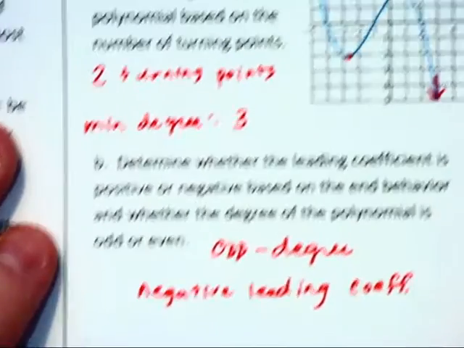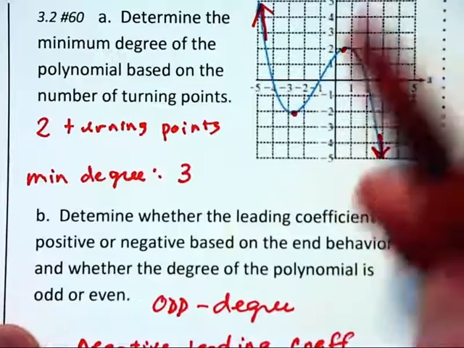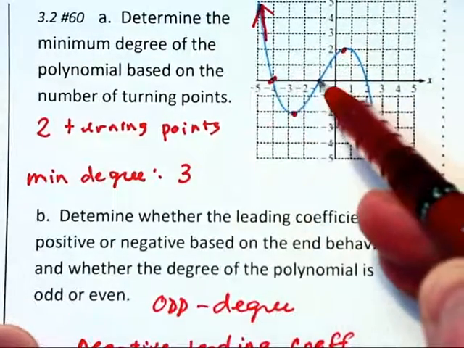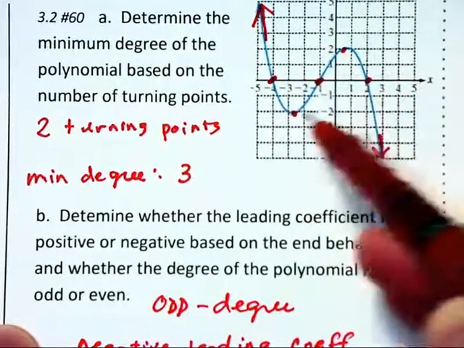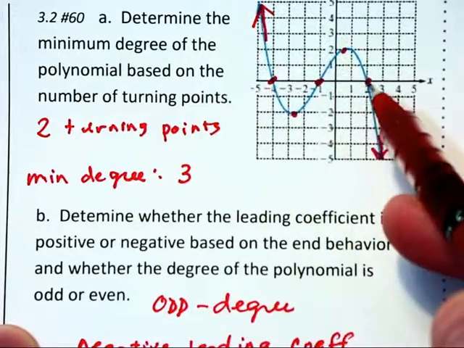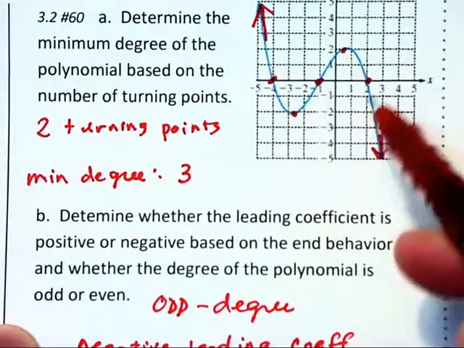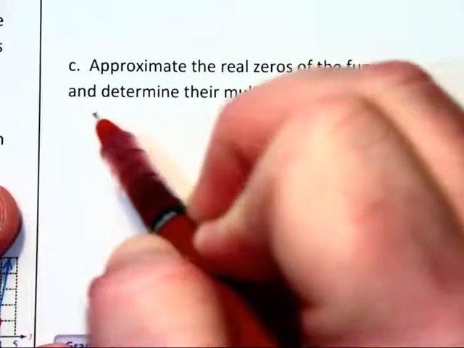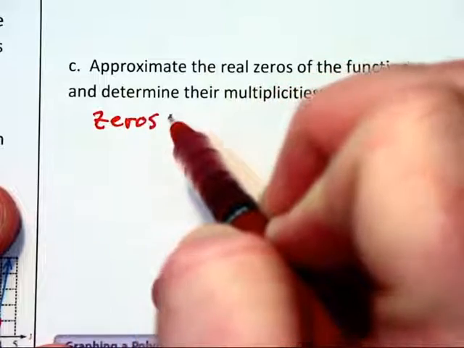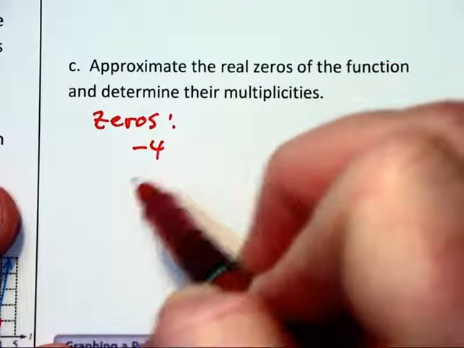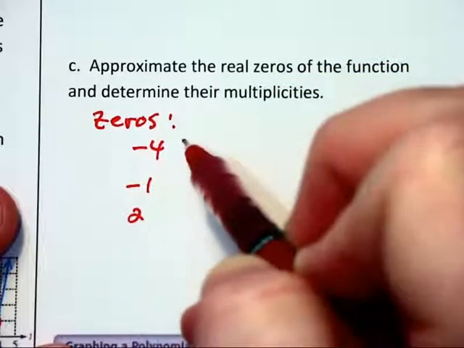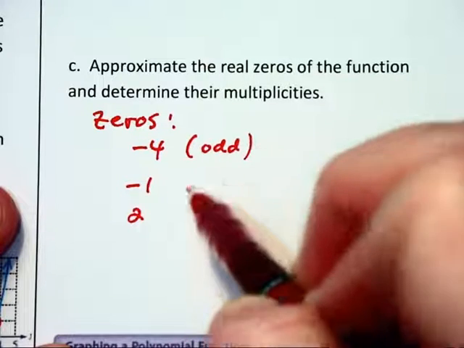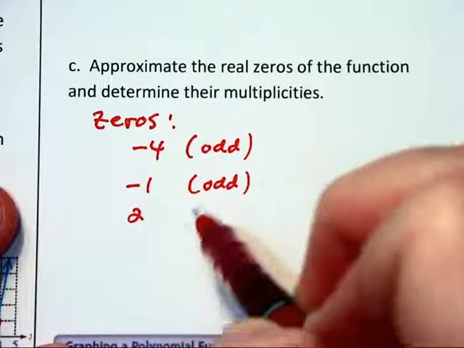Now let's look back at the graph again. We seem to have 1, 2, 3 x-intercepts at -4, -1, and 2, and it crosses through all 3 times. That tells us, here we go, our zeros are -4, -1, and 2, and all 3 of these have an odd multiplicity.